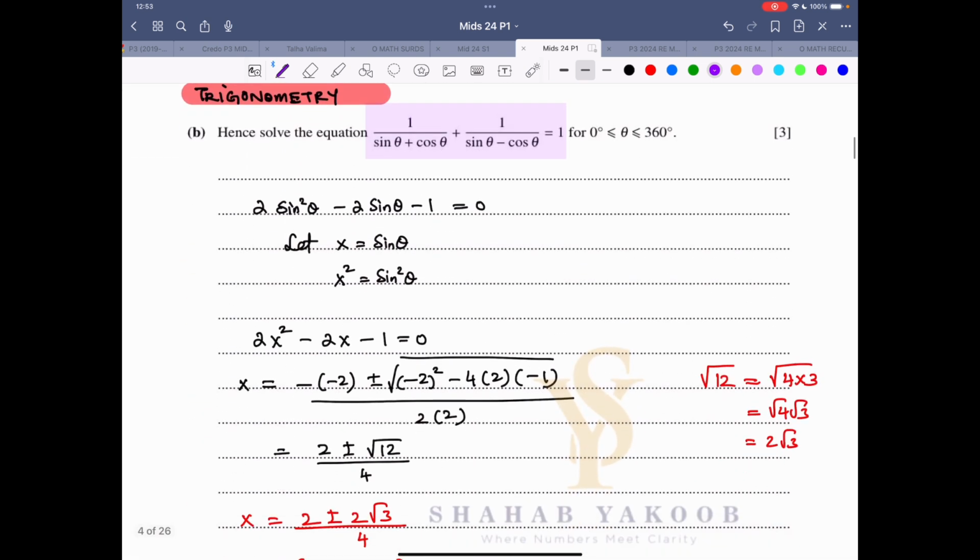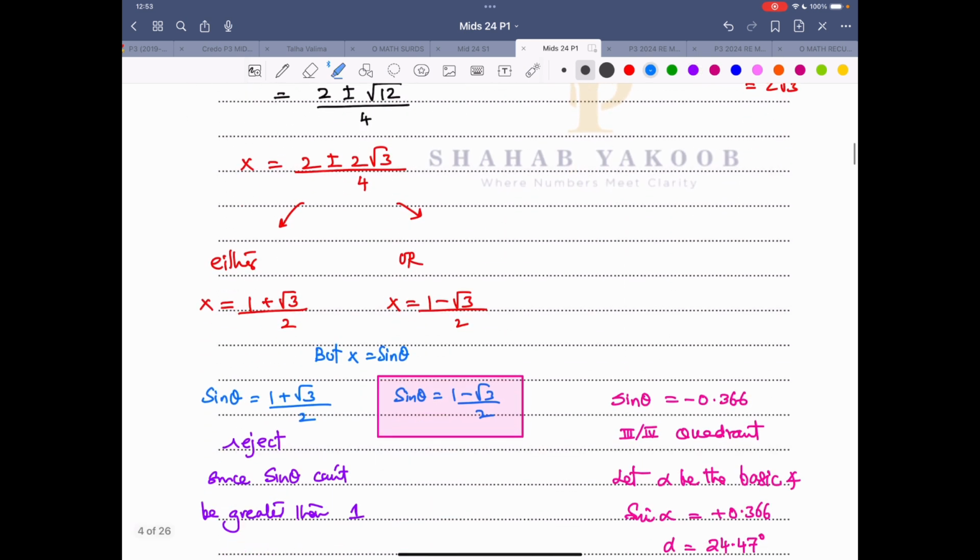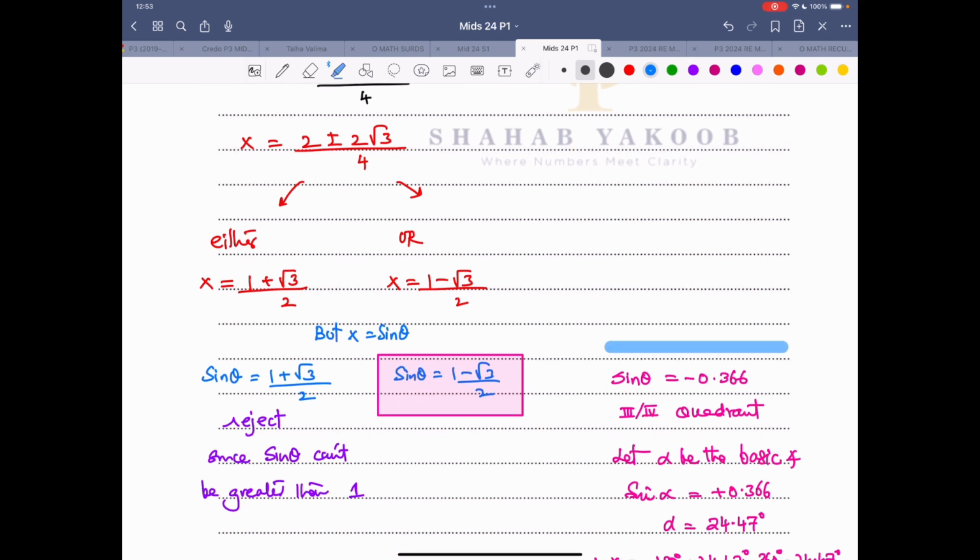The second part. It says, hence solve this equation, the same thing which you have proven, which is exactly this, 2 sine squared theta minus 2 sine theta minus 1 equals 0. And we are solving for theta between 0 and 360 degrees. When we solve this equation, make sure we write this range: theta lies between 0 and 360 degrees inclusive.